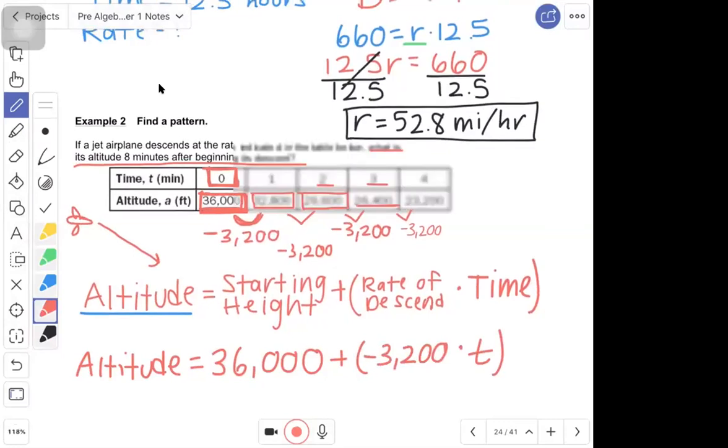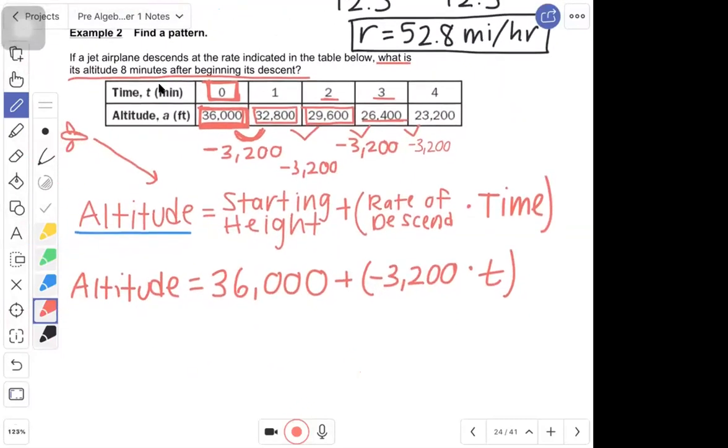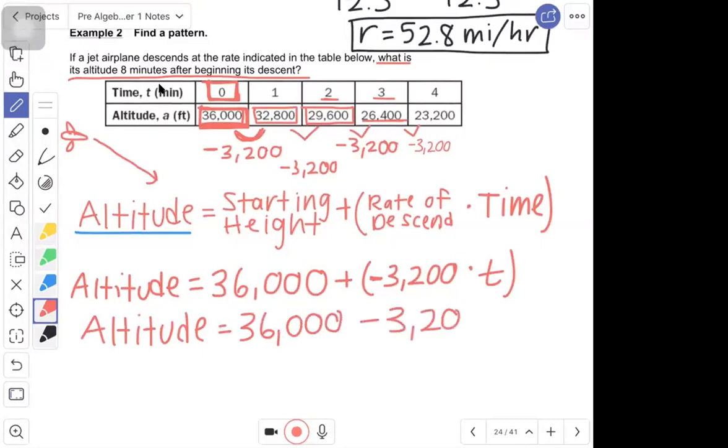Questions on this one? So to find our altitude, we're going to take our original spot in the air and we are going to add how much we're changing. And here we're going down. So that's why we have this negative here. So then to write this a little simplified, we have 36,000 minus 3,200 T. Questions on that?